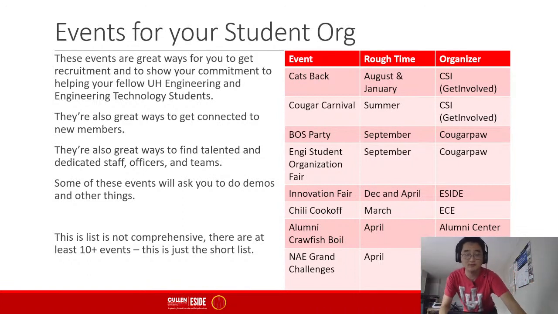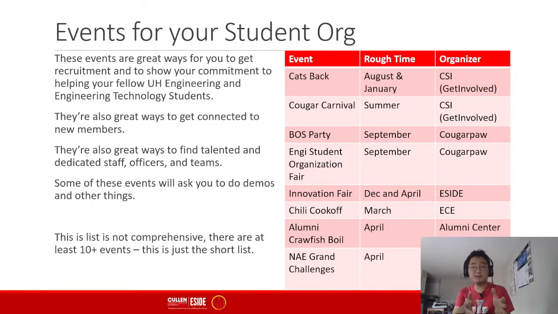This is a short list. These lists are not comprehensive. There are at least 10 events run by multiple departments across engineering and the University of Houston, but this is just a short list, the ones that most student organizations attend. The important ones are Cats Back, which is held at the beginning of every semester, which is run by the Center for Student Involvement, which runs Get Involved and helps your student organization run. These guys open up a place where basically the first week of school, students will come and meet with every single club on campus that's still active.